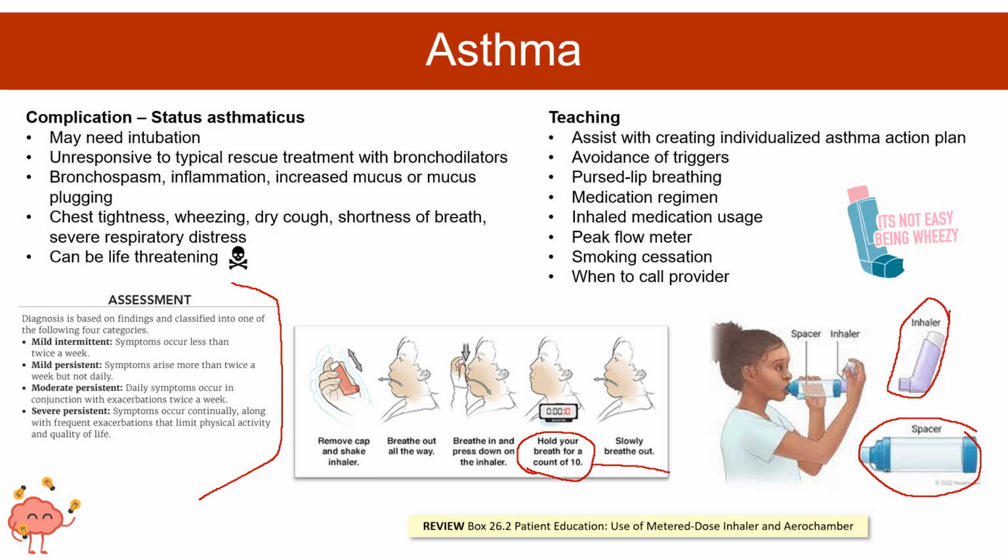Then we have a spacer. This spacer is commonly used with kids, or you can use it for adults too that may have a hard time following these directions or being able to coordinate pushing down and then breathing in, this whole step process. This makes it a little easier. This spacer has a one-way valve right here, and you put your mouth on it right here, just like the picture, and you put the inhaler in on this little side. There's a hole. The inhaler fits nice and snug.